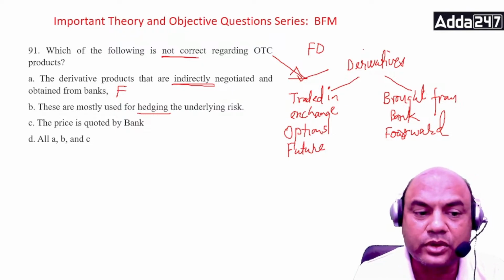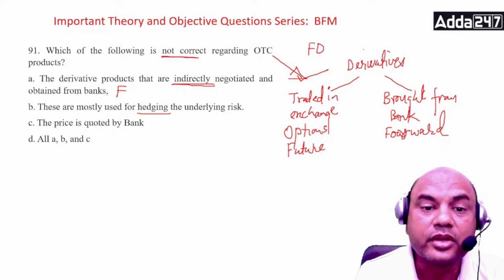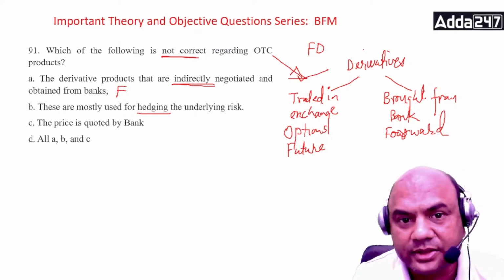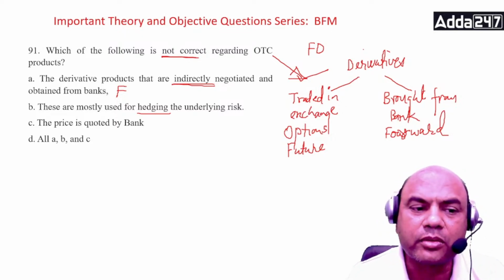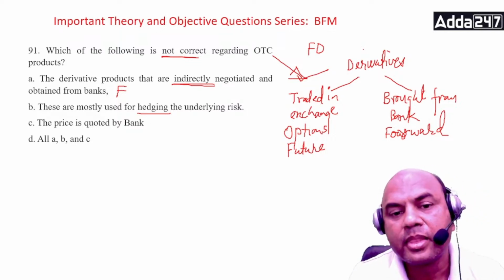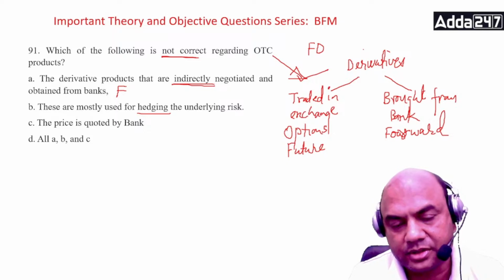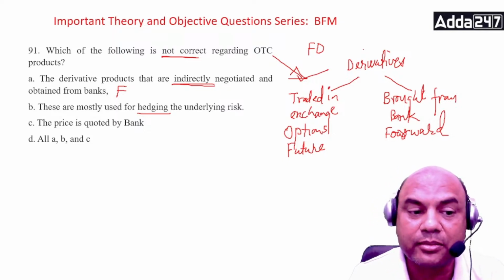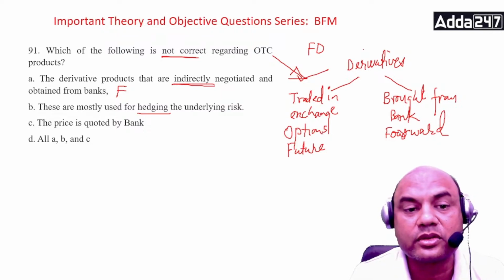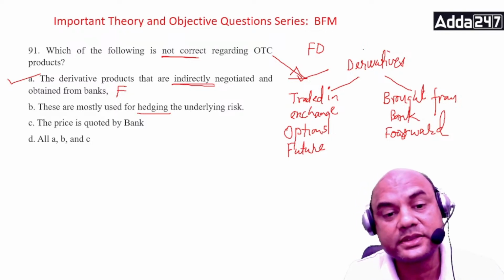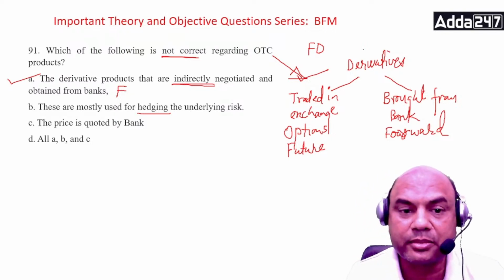The price is quoted by the bank. Okay, so here we are talking of OTC. So here the price will be quoted by the bank only. Even if it is traded in the exchange, you'll say, how come, sir? How come quoted by the bank? Because bank will add its margin to it. Traded means that is the base rate given in the exchange. But the bank will add the margin. So the answer over here, which is not correct, is A. Remember this.